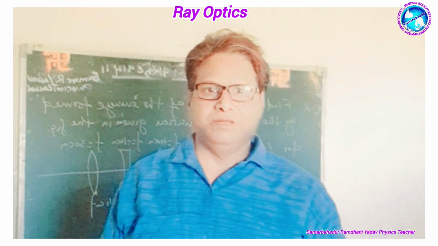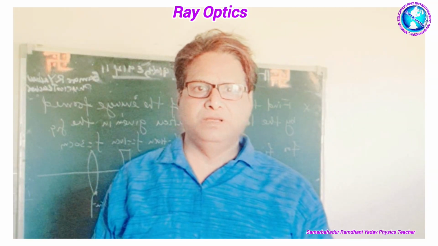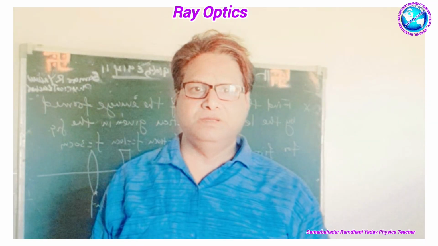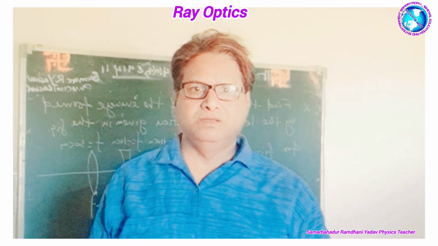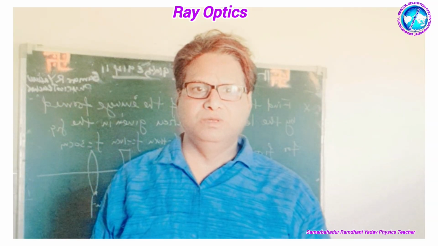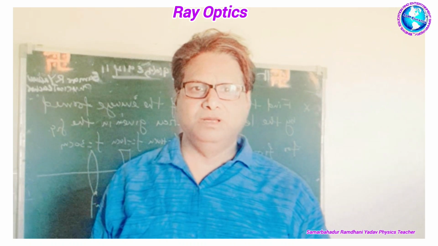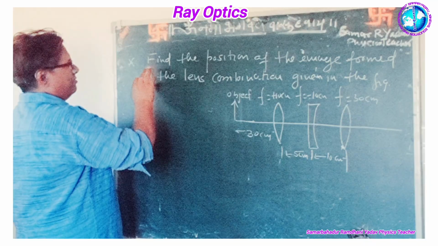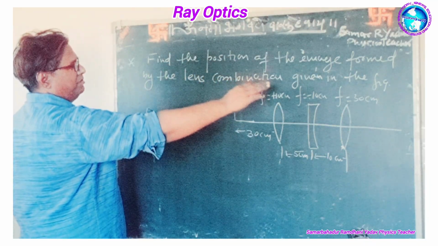Today in our chapter ray optics and optical instruments, now to see one numerical. The numerical is based on the lens maker formula. The lens maker formula is 1 upon f is equal to 1 upon v minus 1 upon u. Using this formula to solve this numerical. The numerical is like this. Find the position of the image formed by the lens combination given in the figure.